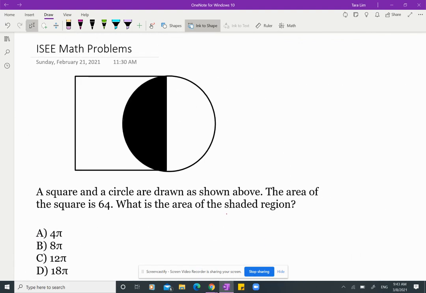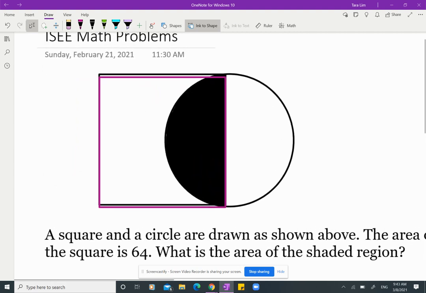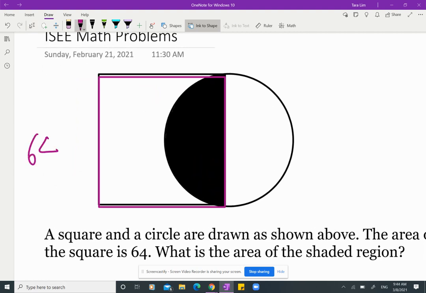A square and a circle are drawn as shown above. The area of the square is 64. What is the area of the shaded region? So it says this whole square, the area of this is 64.